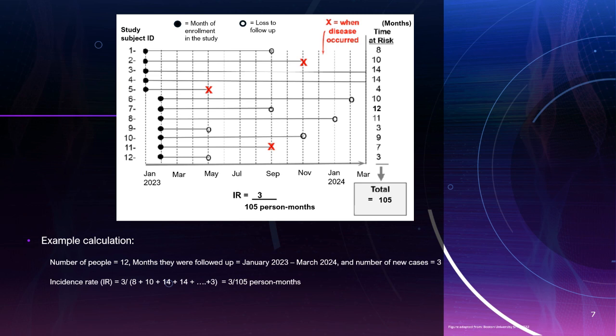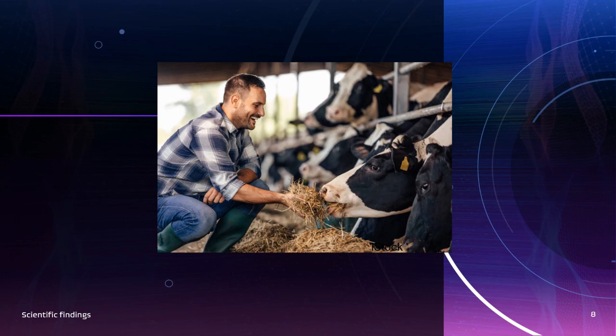In this case, when we calculate the incidence rate, the denominator takes into account the total amount of at-risk time for the group, which is the number of months each person was followed up. Therefore, the incidence rate here is 3 out of 105 person months of observed exposure time of 15 months from January 2023 through March 2024.